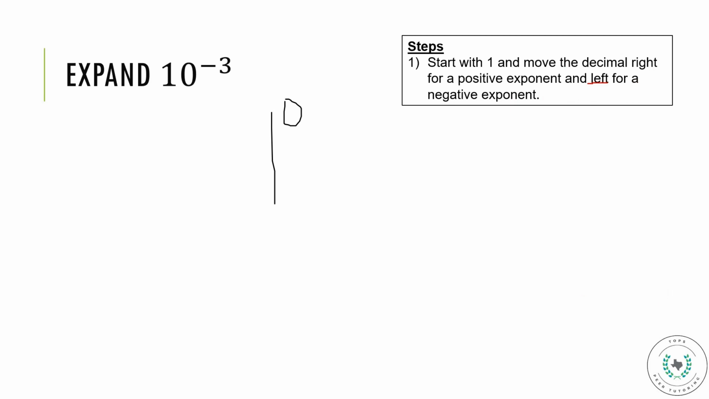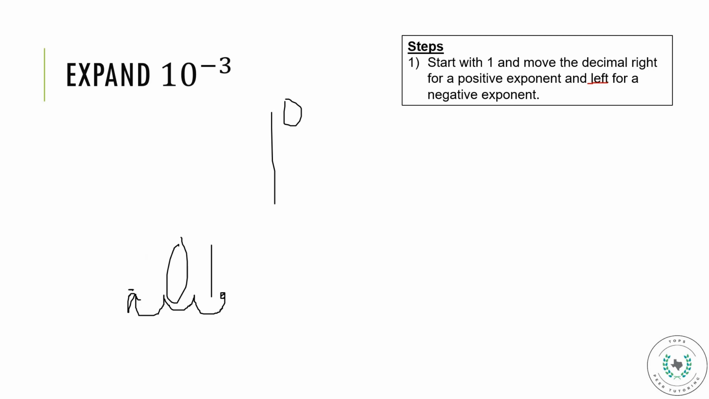Got a little tongue tied there, but you get the point. So let's write our 1, and now we need to go 3 spaces to the left. So we put our decimal, and now we count. 1, 2, 3. Put our new decimal point, and each one of these hoops gets its own 0.